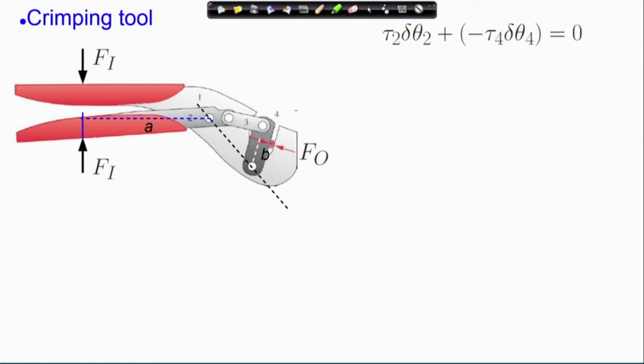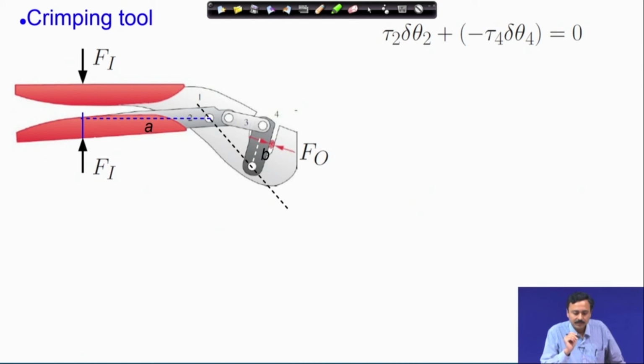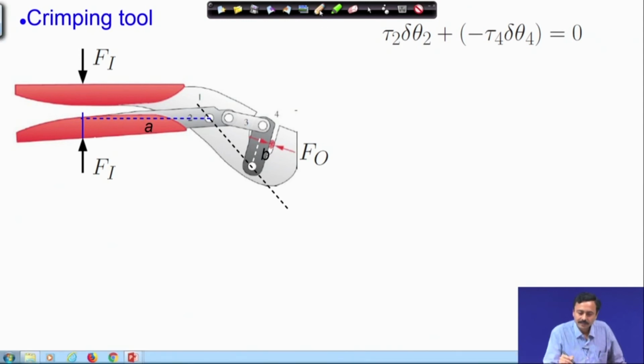The virtual work relation, the virtual work statement for equilibrium states that the work done by the input torque, let us say tau 2, plus the work done by the output torque tau 4 must vanish. Now, what is this input torque?